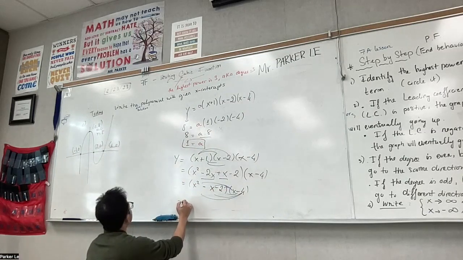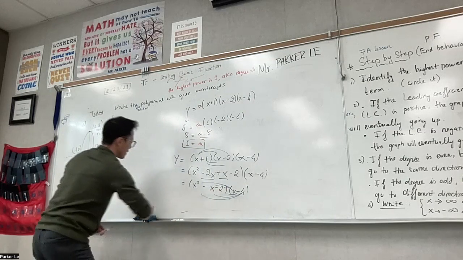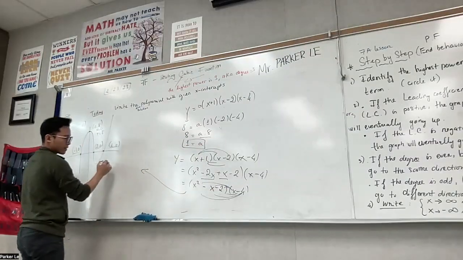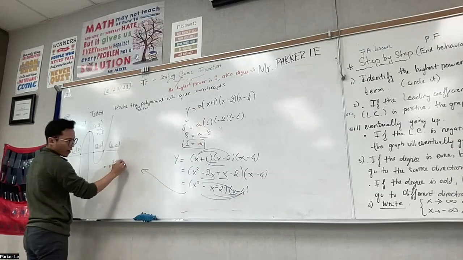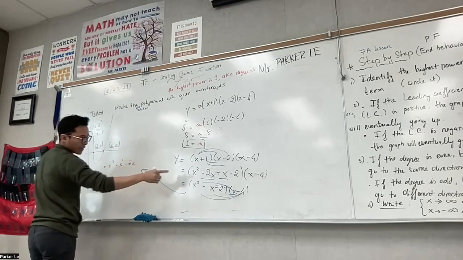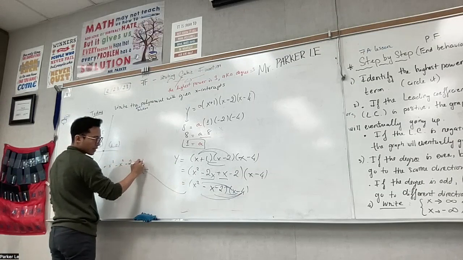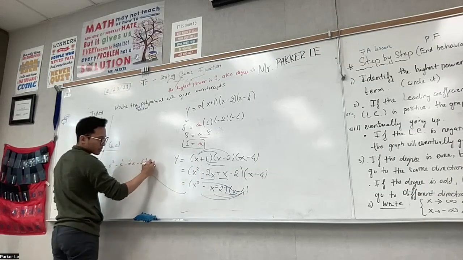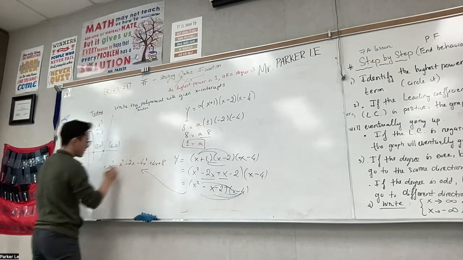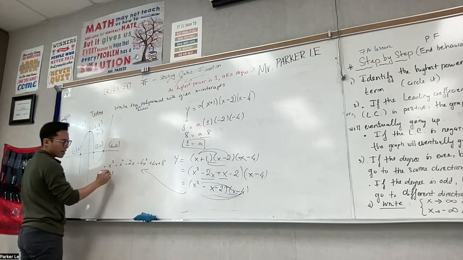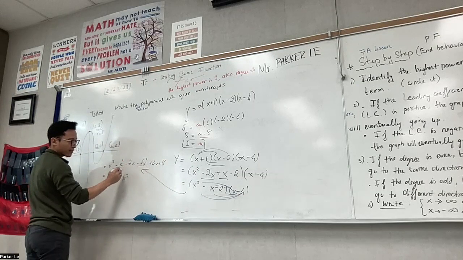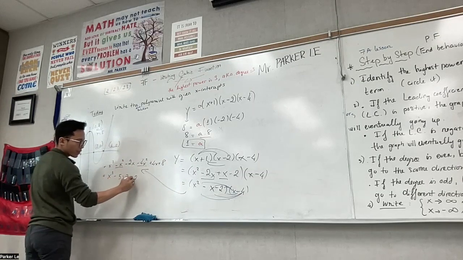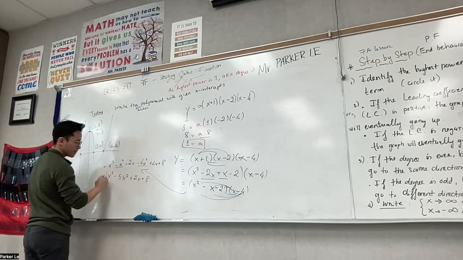So I have, let me continue over here. x cubed minus x squared minus 2x. And then -4 times x squared is -4x squared plus 4x plus 8. All right, combine that term. Is -5x squared plus 2x plus 8.